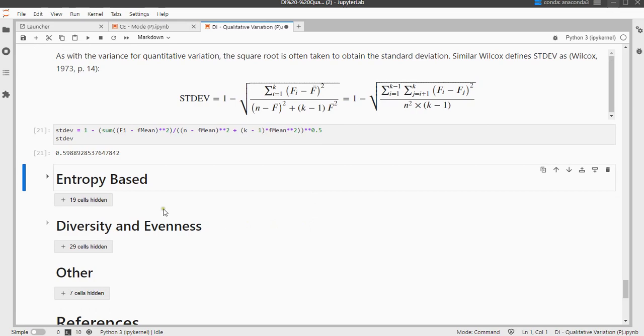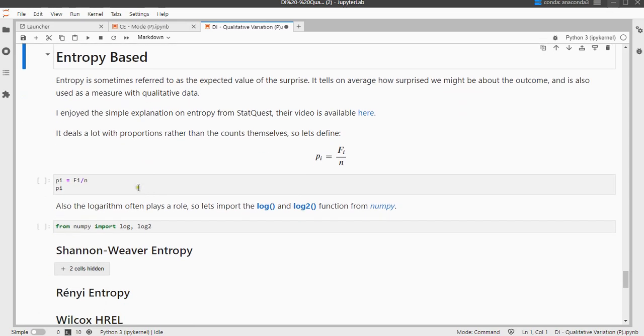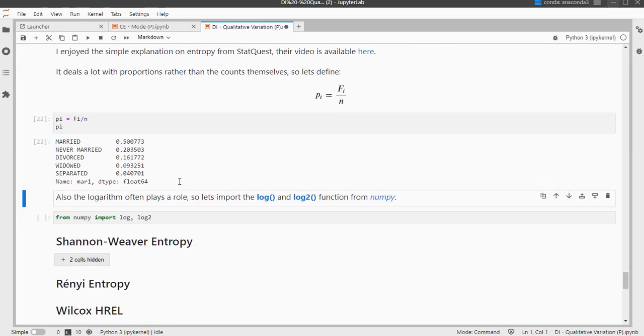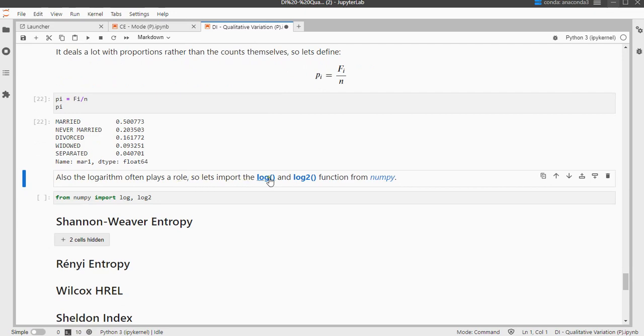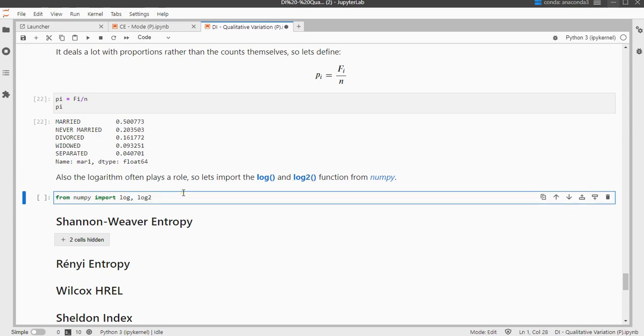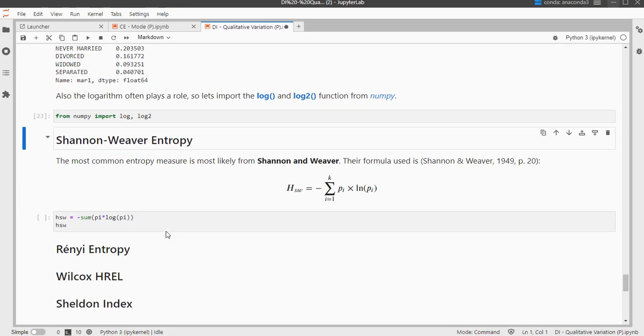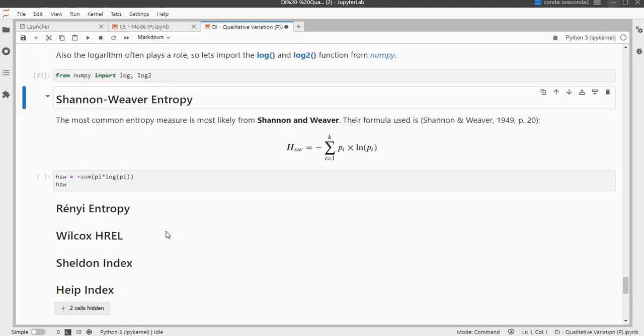All right. Then there are entropy-based ones. They are often done with the proportion, so we divide all of the frequencies by the sample size, and we often will need logarithms. NumPy actually has a nice one, log and log2, so we can import those. Let's get started with the most famous one, the Shannon-Weaver entropy, or sometimes just called Shannon entropy. It's the summation of the proportions multiplied by the natural logarithm of the proportion, and the natural logarithm in Python is simply log.